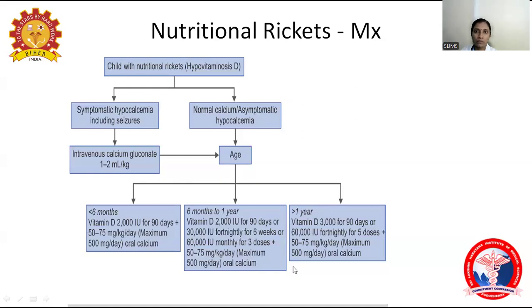More than 1 year, we will give 3,000 international units for 90 days or 60,000 international units twice in a month, once in 2 weeks for 5 doses plus the oral calcium.